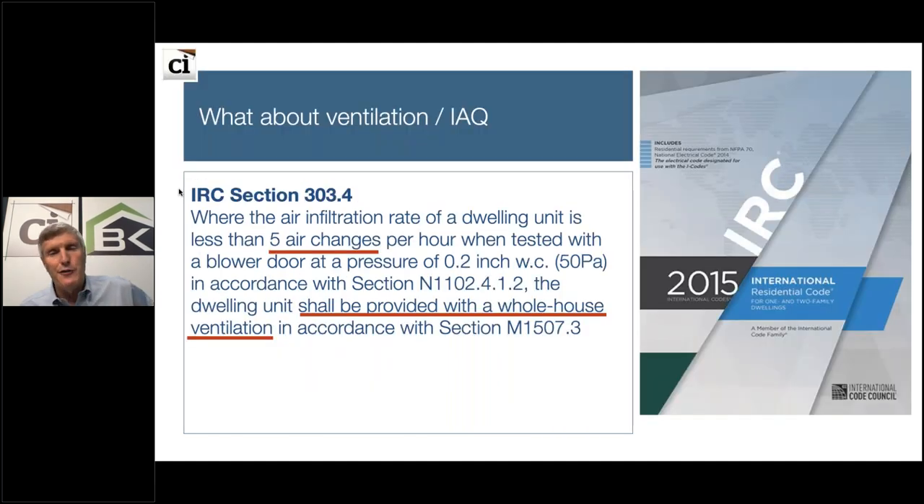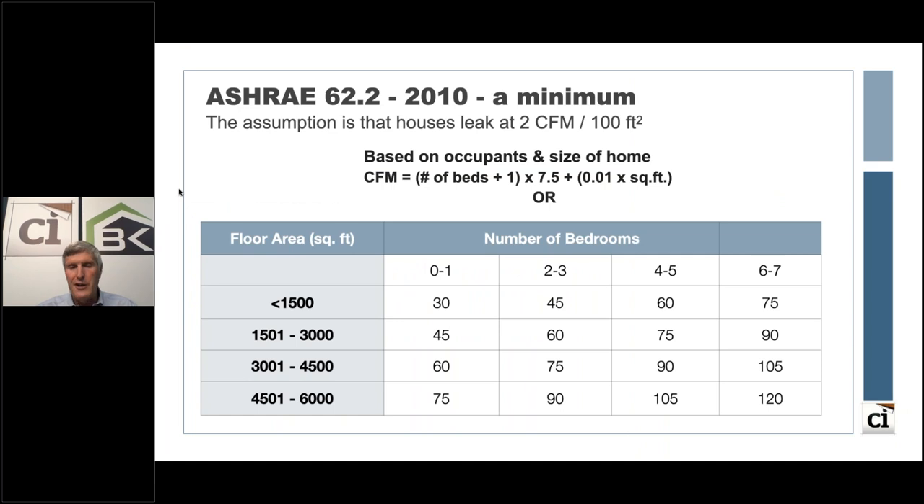Now, I'm near finished, but you are going to ask, yeah, but what about ventilation? Here's what you need to know. Your code already requires ventilation. It has for years. If you're under 5 air changes as a code requirement, you already have to provide whole house ventilation. And if you're already providing whole house ventilation, which you are, then you can go ahead and make the house as tight as you want. I need to be really clear on that. There's a lot of evidence on this, that if you go ahead and put in ventilation in accordance with ASHRAE 62.2, have a look at that 3-bedroom house up to 3,000 square feet.